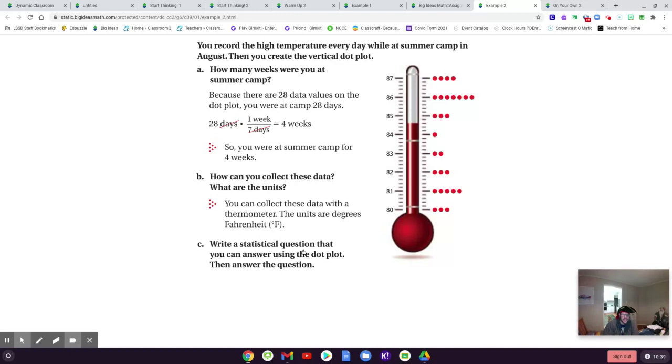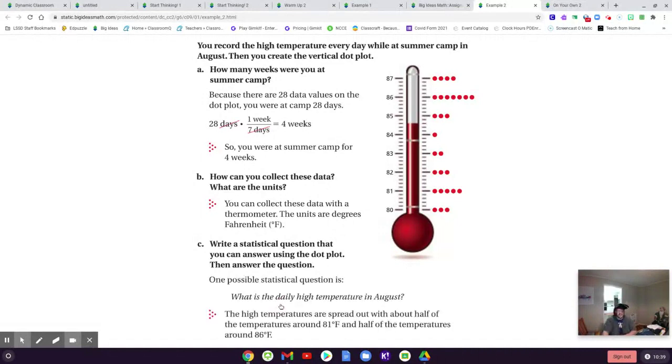And then write a statistical question that you can answer using the dot plot and then answer the question. So my question for you is, what is the typical temperature at the camp? So this one actually kind of has 2. So 81 showed up a bit and 86 showed up a bit. You kind of see a cluster here around 86 and a little cluster here around 81. So you could say that it was about 81 or 86, about half the time around 81, around half the time around 86.